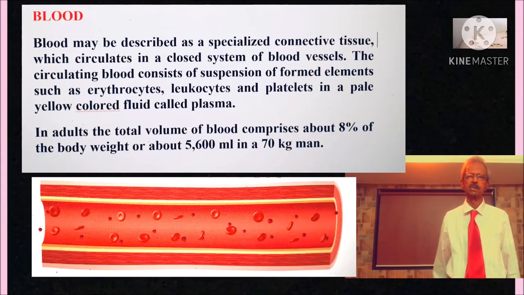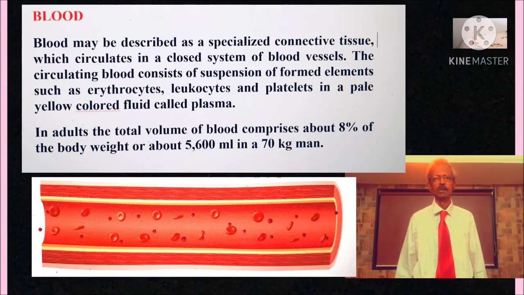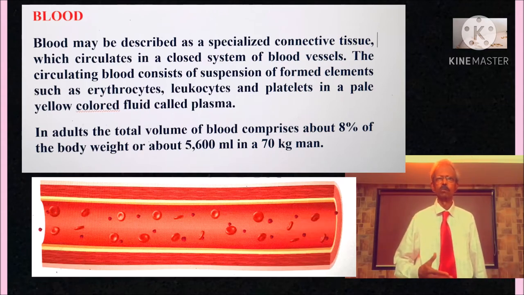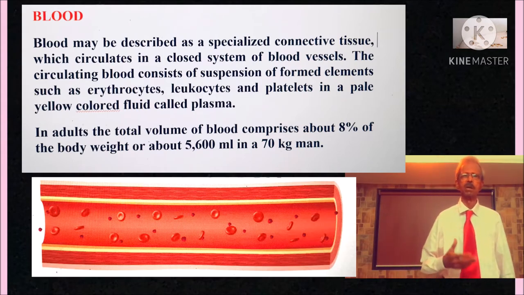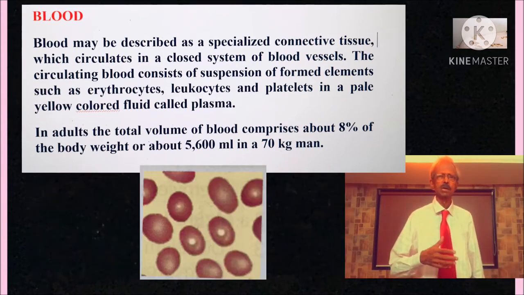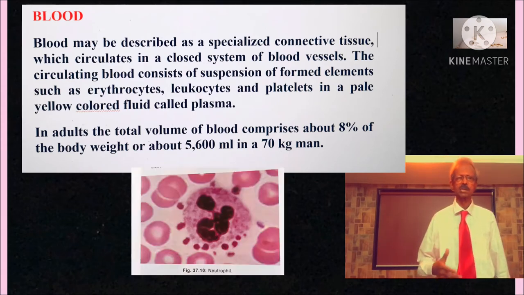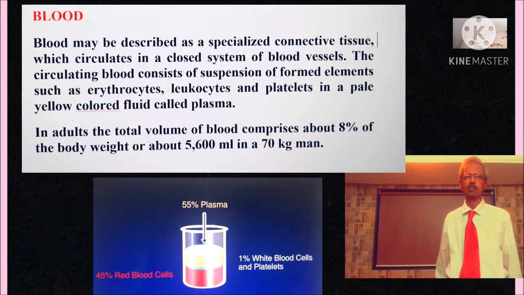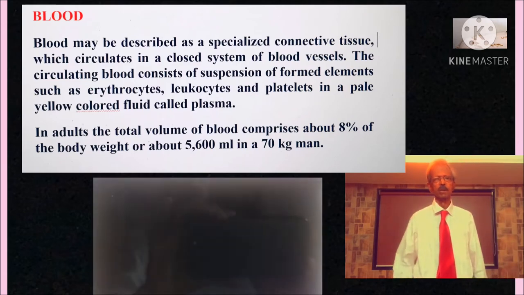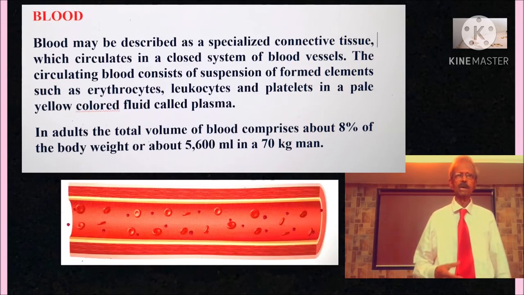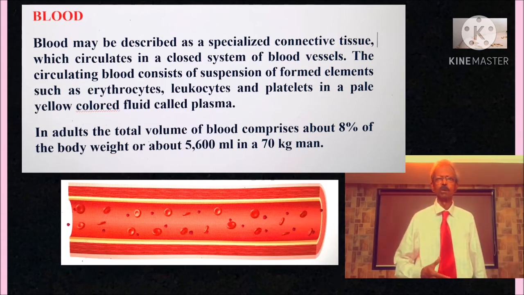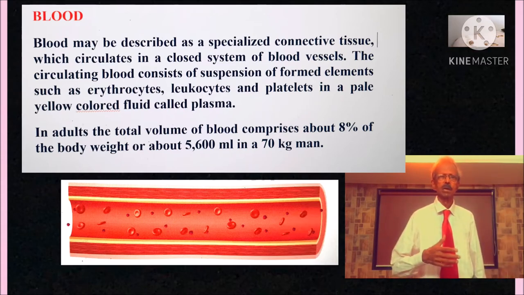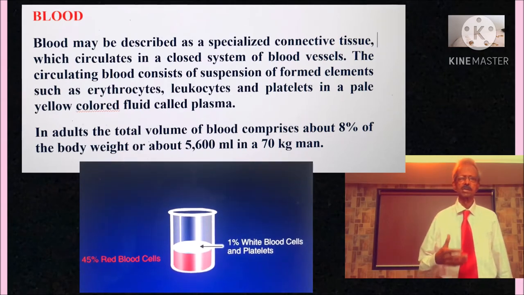Well, how to describe blood? Blood may be described as a specialized connective tissue which circulates in a closed system of blood vessels. The circulating blood consists of suspension of formed elements such as erythrocytes, that means red blood cells, leukocytes, means white blood cells, and platelets in a pale yellow colored fluid called plasma. In adults, the total volume of blood comprises about 8% of the body weight, or about 5600 ml average in a 70 kg man. The formed elements account for about 46% of total blood volume.